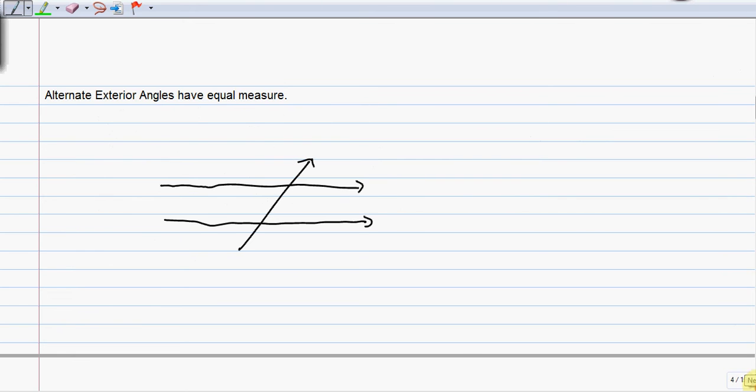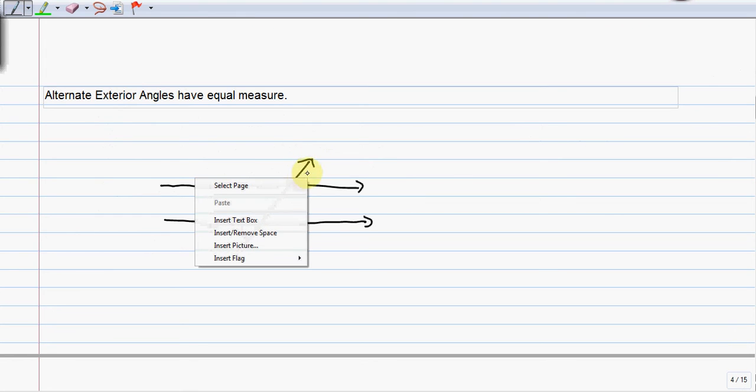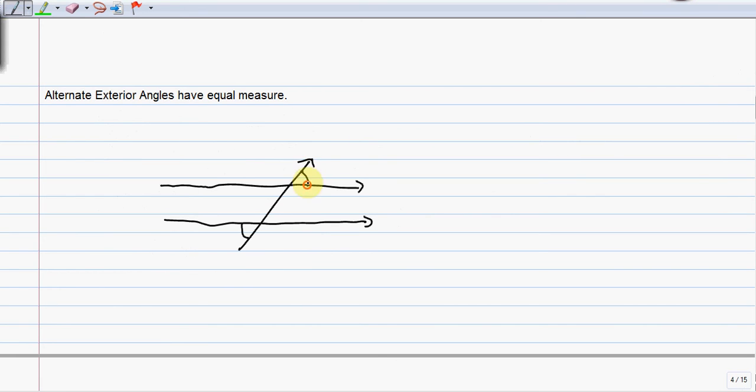Alright. The next one: alternate exterior angles have equal measure. Again, just break it down. Alternate means on either side of the transversal. Exterior means outside of the parallel lines. So outside the parallel line, say this one, and then opposite side of the transversal, alternate, so over here. So right there. Those are alternate exterior angles, and again, they're equal to each other. We also have these right here as alternate exterior angles. Again, notice the double lines there.